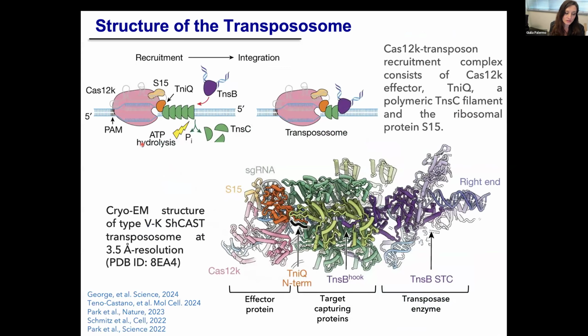If we look at the structure of the transpososome as obtained by our collaborator Elizabeth Kellogg, we can see that the transpososome is composed of a recognition complex made of Cas proteins, so Cas8, Cas5, and TniQ. Then we have these proteins called TnsC that polymerize until they find the binding of TnsB, a transposase enzyme that brings the DNA that we want to insert and inserts it through cut and paste at a specific position, establishing the insertion site.